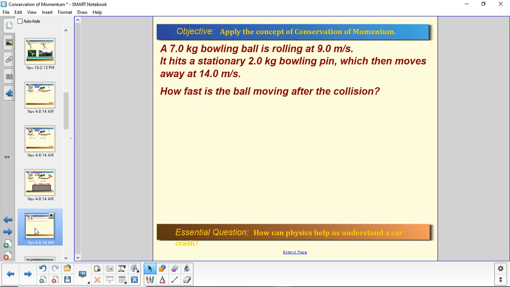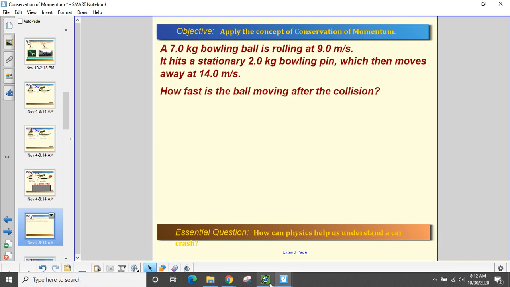Okay, let's do one more here. We have a bowling ball rolling at 9 meters per second, and it hits a bowling pin, which weighs 2 kilograms, and then the pin bounces away at 14 meters per second. So the bowling ball hits it real hard, it goes flying away. And what we want to figure out is the speed of the ball after it hits the pin. Now, intuitively, we know that the bowling ball is going to slow down some after it hits the pin, but we're going to use our equation here to figure out exactly how much.